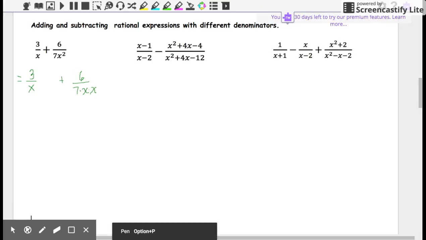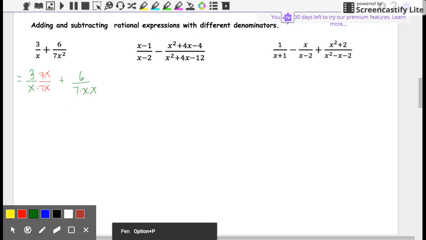Our goal is to make these two denominators the same without changing their value. And so how do we do that? I need to multiply this x by 7x. If I do that, I have x times 7 times x, which is the same as 7 times x times x. Now the denominators are the same, but I need to maintain the value 3 over x. I don't want it to change, so I will multiply the numerator also by 7x, so that in effect, I just multiplied by 1. 7x over 7x is 1. So 3 over x times 1 is still 3 over x.